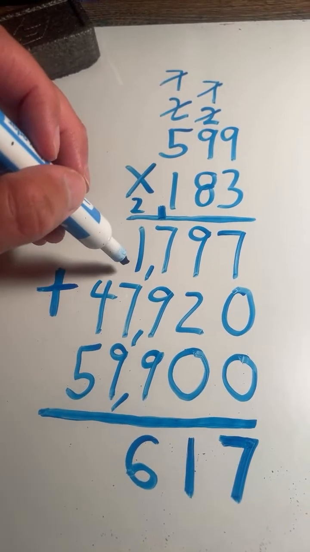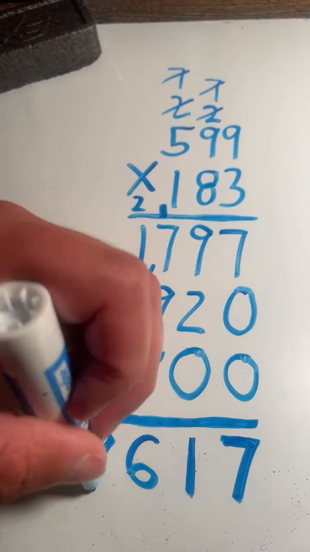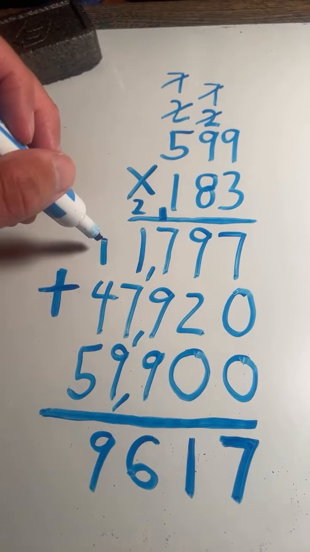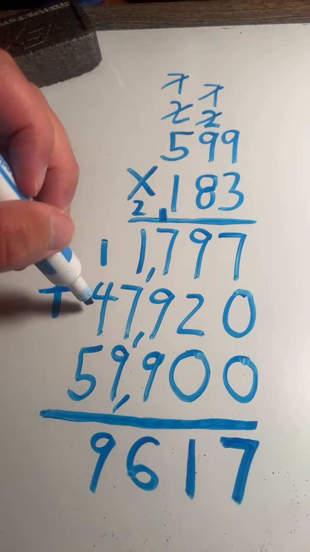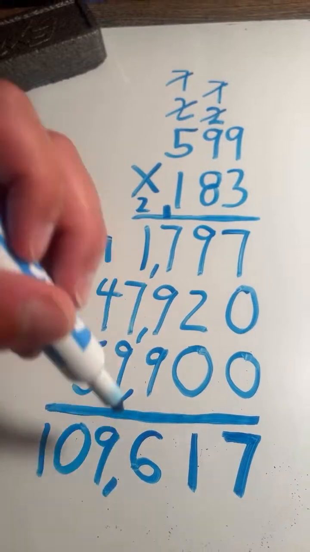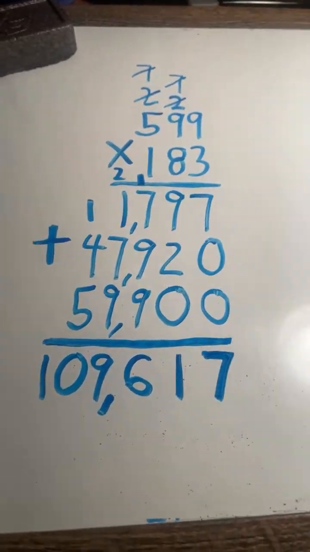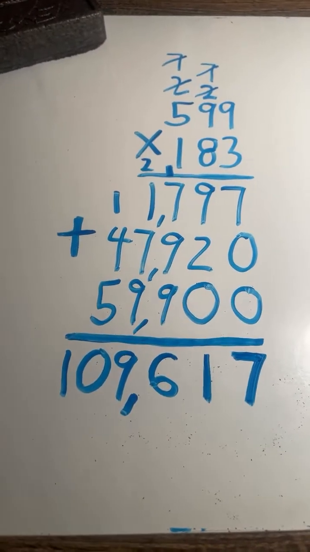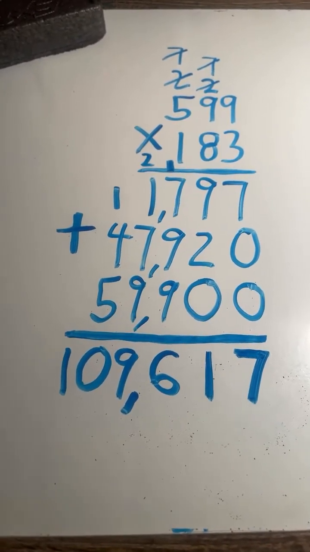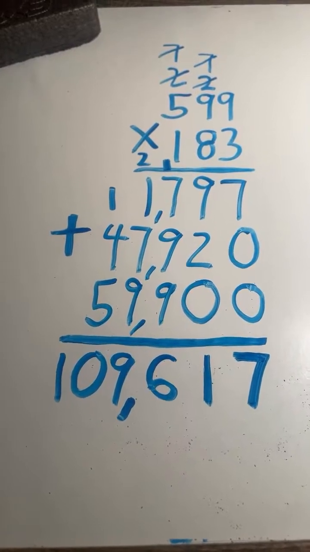2 plus 1 equals 3, plus 7 equals 10, plus 9 equals 19. 9, carry the 1. 1 plus 4 equals 5, plus 5 equals 10. And we have our final answer. 599 times 183 equals 109,617.